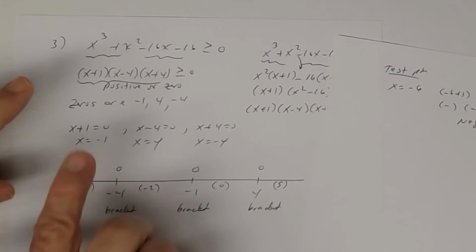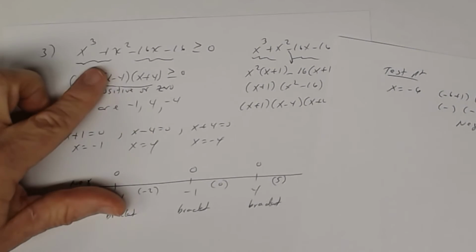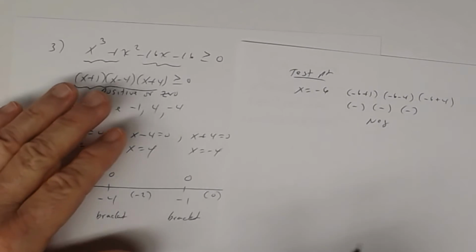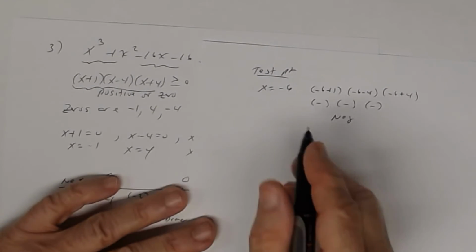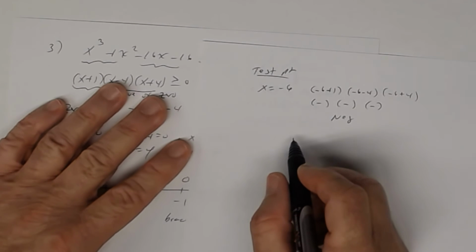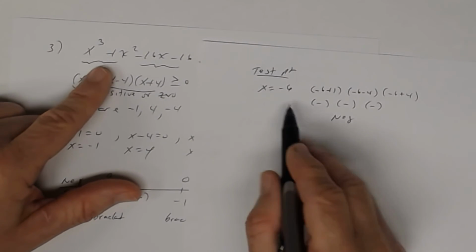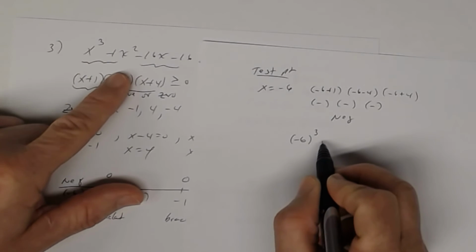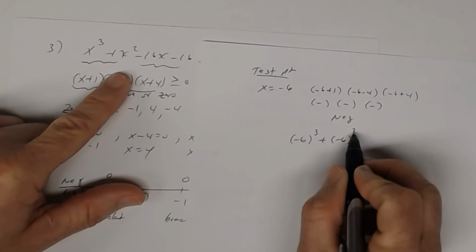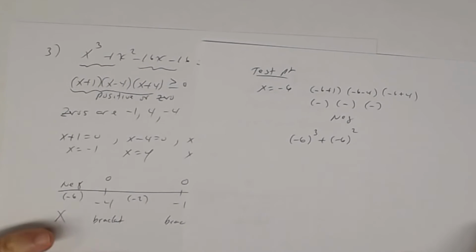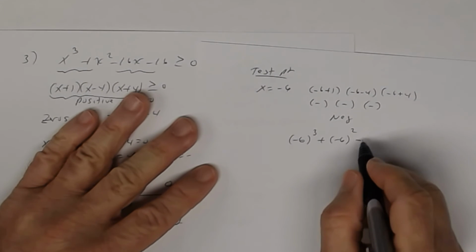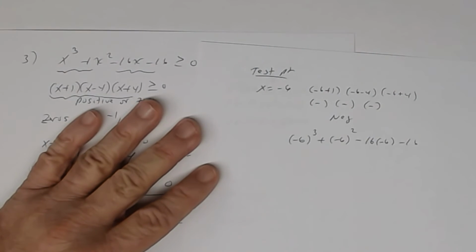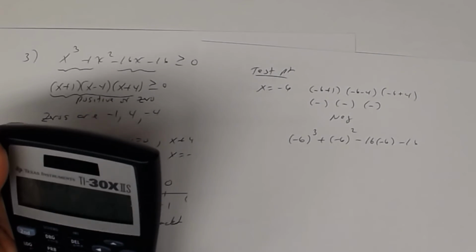Because no matter what real number I use in this interval, it's going to make this side negative and not positive. But I wanted to tell you, if you went back to the original, you're going to have to use your calculator, and you have to be careful because you have to use parentheses. First of all, if your test point is negative 6, you would say negative 6 cubed, plus negative 6 in parentheses squared. They're all in parentheses because it's negative, minus 16 times negative 6, and then minus 16. So on your calculator, you're going to do this.